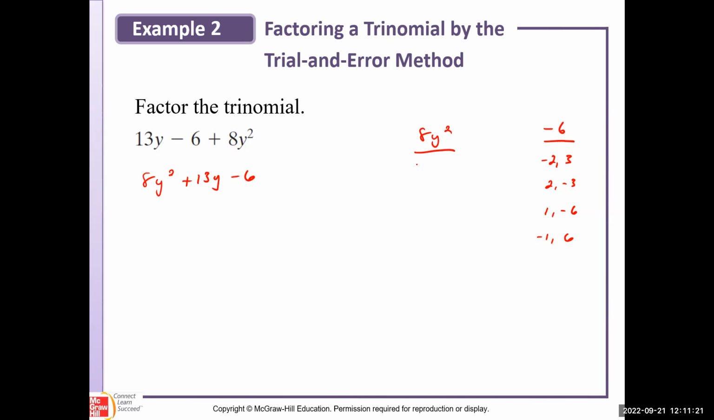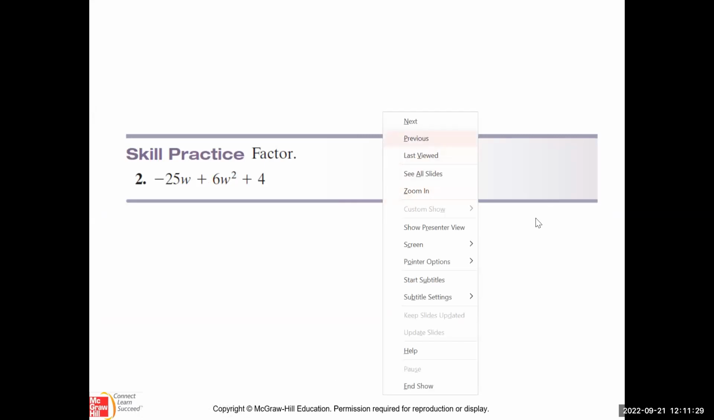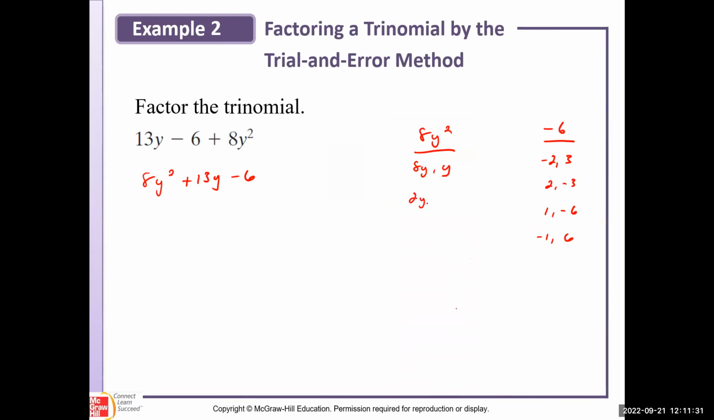8 is going to be 8y and y, and it's going to be 2y and 4y. And so that's really all that we have. Now, one of the things that I do want you to be aware of is that I have a 2y and a 4y, but I have a 2 and a 3 and a 1 and a 6.